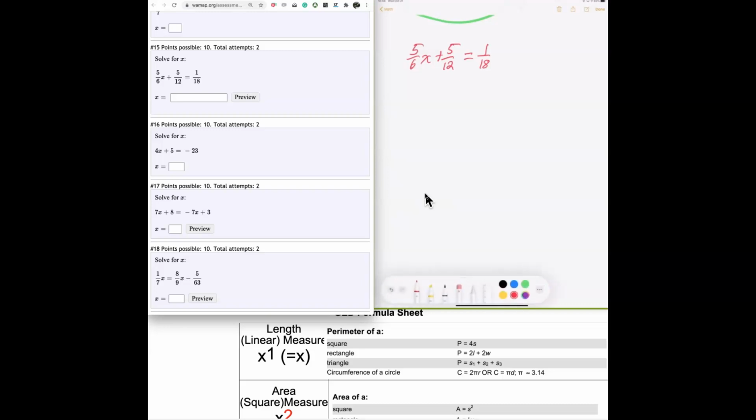So you know the drill by now. Should be getting better at these. Are you feeling more confident? We're going to subtract 5/12 from both sides, right? So on this side, these go away, and we have 5/6 x is equal to this. So in order to subtract 5/12 from 1/18, we have to find a denominator that we can use, and we usually use the LCM method, least common multiple.